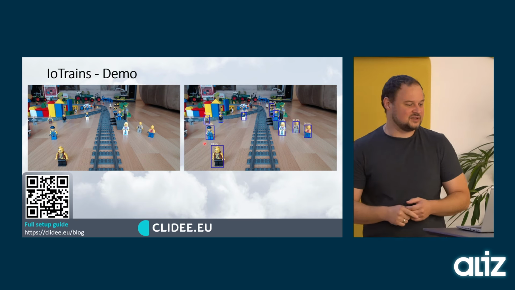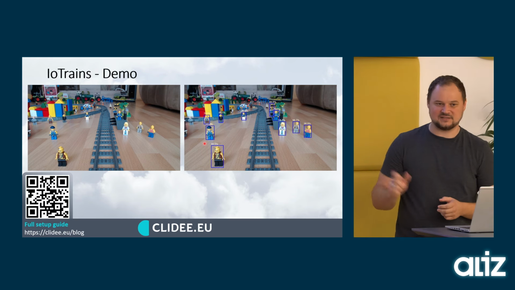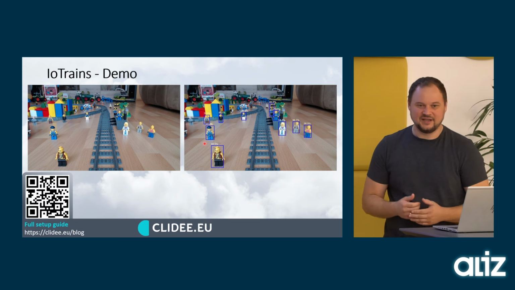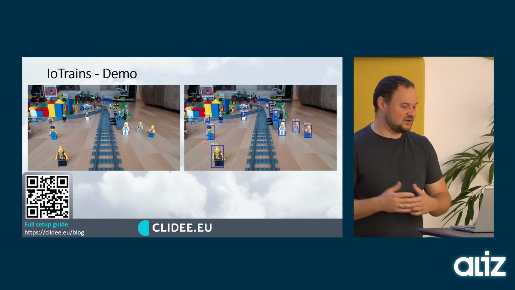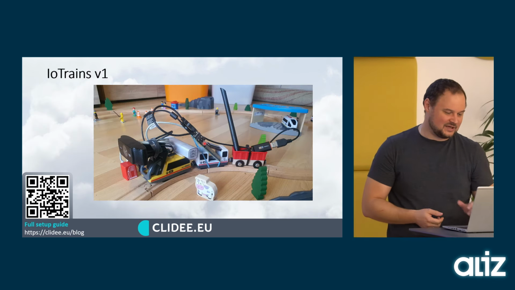So there is a toy train going around, and there is a model which recognizes the Lego figures. This model is running directly on this edge server, and it can recognize the Lego figures almost in real time. How does it look?